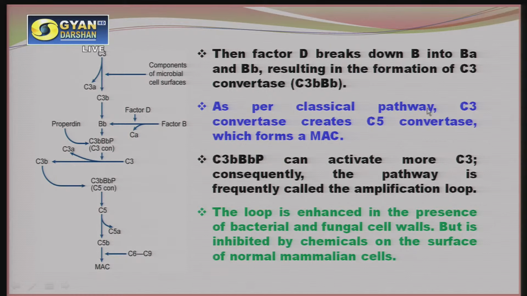And as in the classical pathway, C3 convertase creates C5 convertase, which forms the MAC. Here are C3 convertase and C5 convertase. They are able to make the membrane attack complex. And C3b and properdin can activate more C3. Consequently, the pathway is frequently called the amplification loop. The loop is enhanced by the presence of bacterial and fungal cell walls, but inhibited by chemicals on the surface of normal mammalian cells.